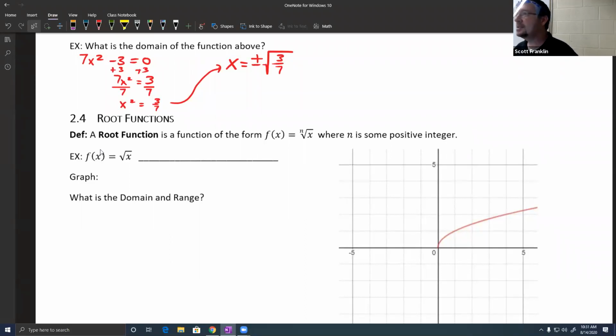Now, I don't think WebAssign is picky, but sometimes it may be picky about rationalizing these things. That's where you have to make sure that the bottom doesn't have a radical in it. I'm just going to leave it like it is for now. So that means there are 2 values that x can't be, right? So your domain is everything where x is not plus or minus the square root of 3/7.